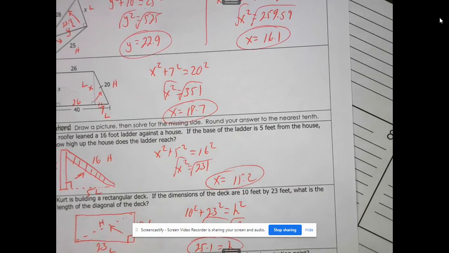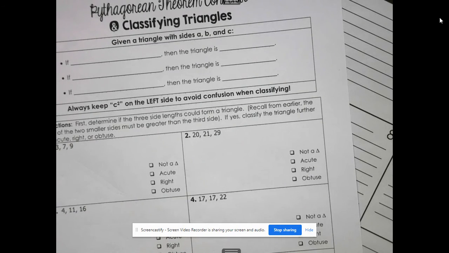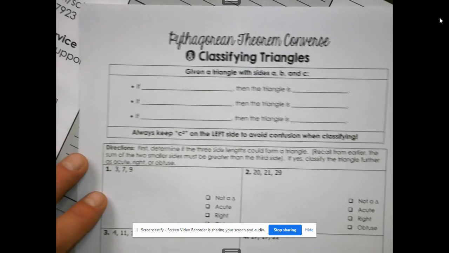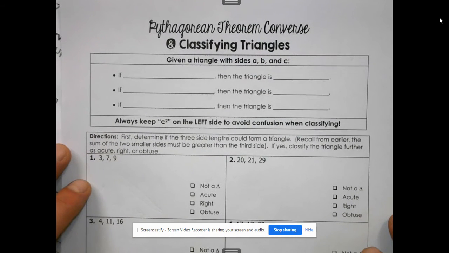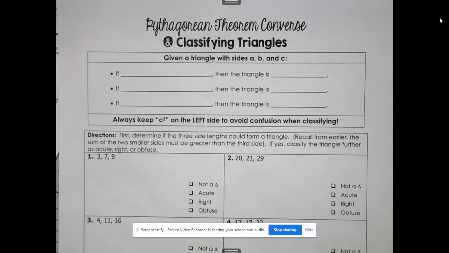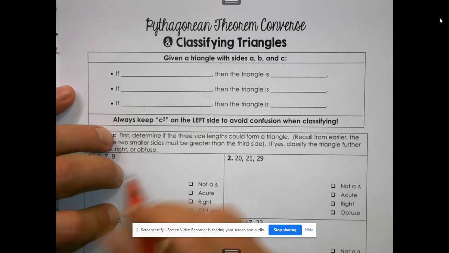One more page. All right, last page, kind of quick, guys. It talks about how to classify a triangle. It's either going to be a right, obtuse, or an acute triangle. So here's how it kind of works.